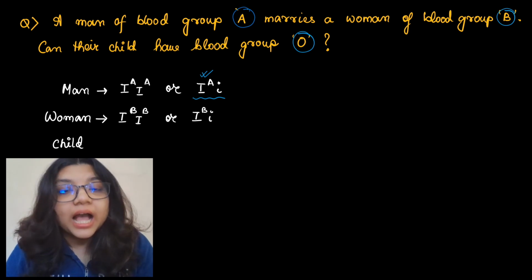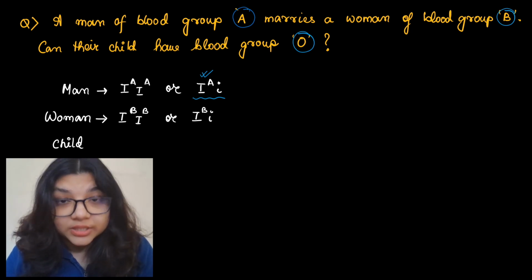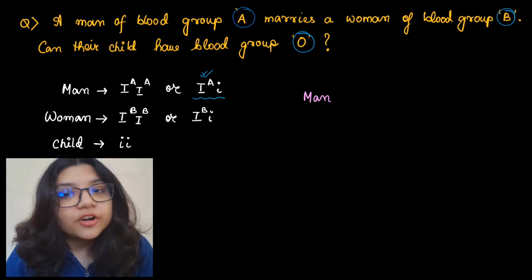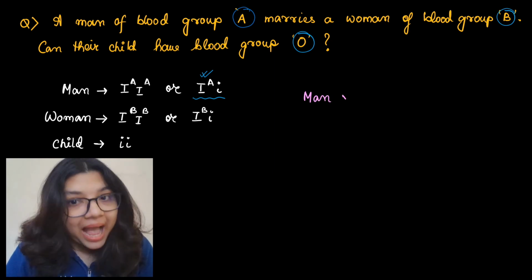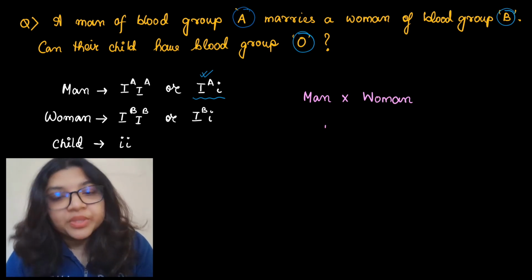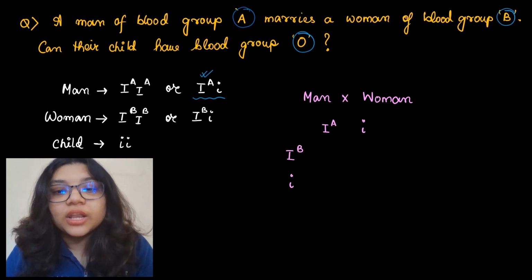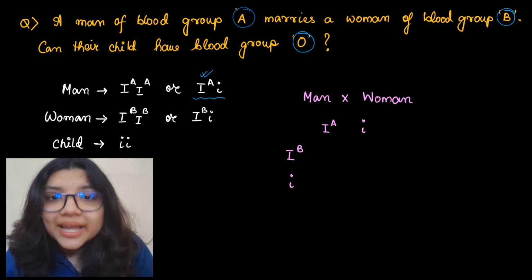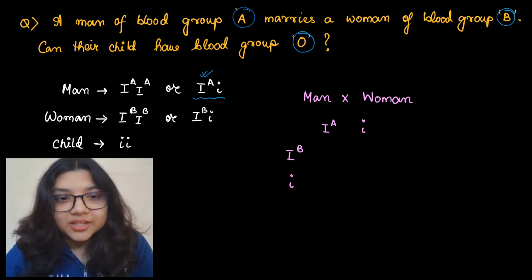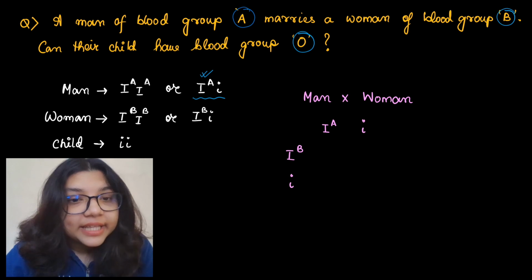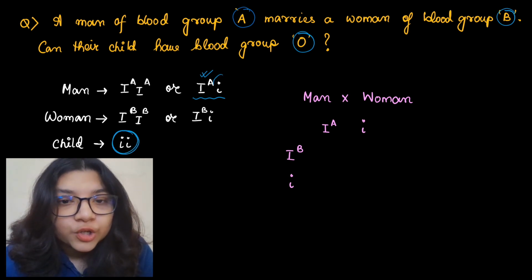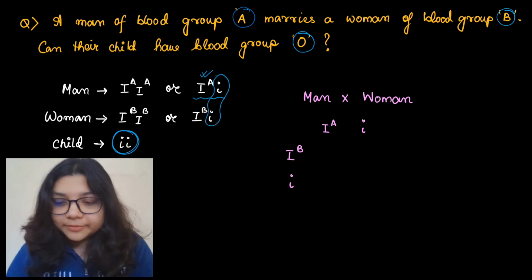Now, the child has blood group O as given in the question. Is that possible? So this child will have small i, small i. There is no other option. Now, let's cross the man with the woman. Again, I'm going to create a Punnett square. So the Punnett square will have IA small i, IB small i. Now you can ask, ma'am, why have you decided to choose this and not IA, IB? Because, dear, in case of blood group O, the only possibility is small i, small i. So surely I would want to choose something which has small i, right?